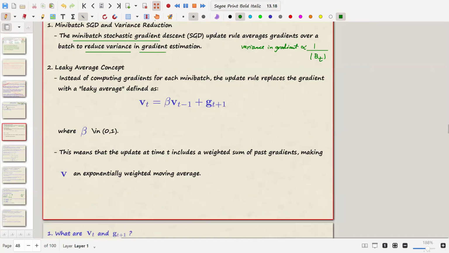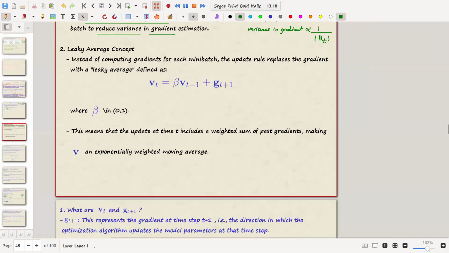So we'll come back. Instead of this, now further, we revisit the mini batch gradient descent in some way. That is, instead of computing the gradient for each mini batch, which you were doing in mini batch stochastic gradient descent, I think it is clear. Okay. Instead of that, the update rule which we will use for the momentum method replaces the gradient with a leaky average, defined as follows. Okay, this is the iteration rule.